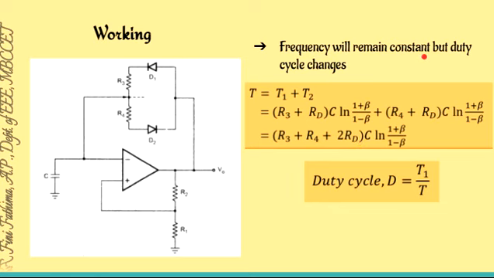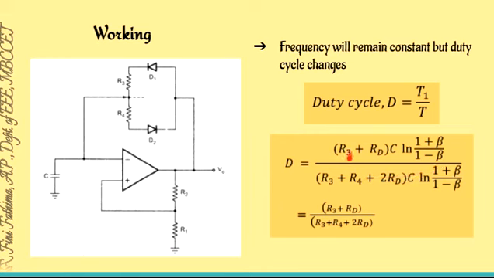Okay, in this particular case the frequency or the total time period will be constant but the duty cycle varies. What is the duty cycle? Duty cycle is the ratio of the on time to the total time period of the waveform. I repeat, duty cycle is the ratio of the on time to the total time period of the waveform. That is, here on time is T1, T1 divided by T. So T equation I have found out, T1 equation also we know. So in order to find out the duty cycle, we will get it as (R3 plus RD) divided by (R3 plus R4 plus 2 RD).